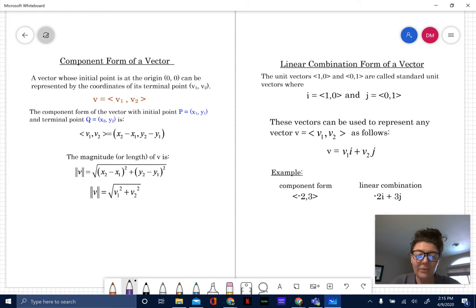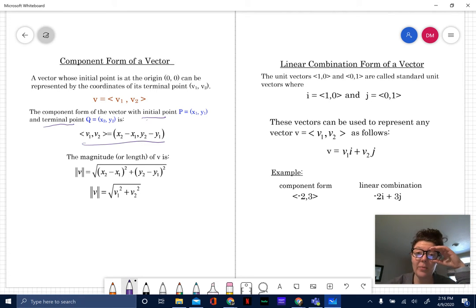So, component form of a vector. A couple things to point out here: in order to find component form, if you have the initial point and the terminal point, you are going to take terminal minus initial. So you're always doing x2 minus x1, y2 minus y1 in order to figure out what this would look like in component form.